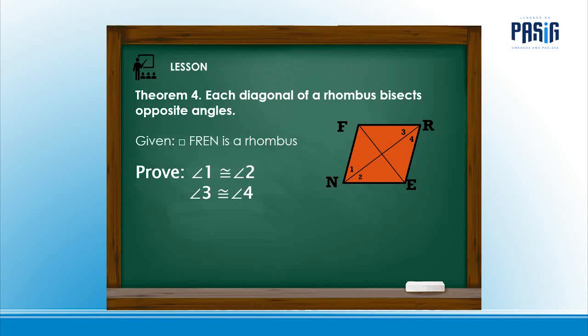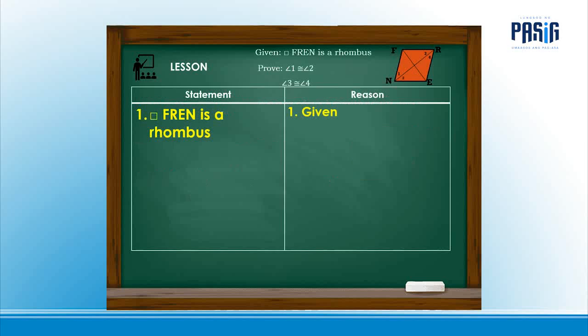So given quadrilateral FREN is a rhombus, prove that angle 1 is congruent to angle 2. Also, angle 3 is congruent to angle 4, using the given figure. Let us now discuss the proof. So again, for the first statement, it is always the given.